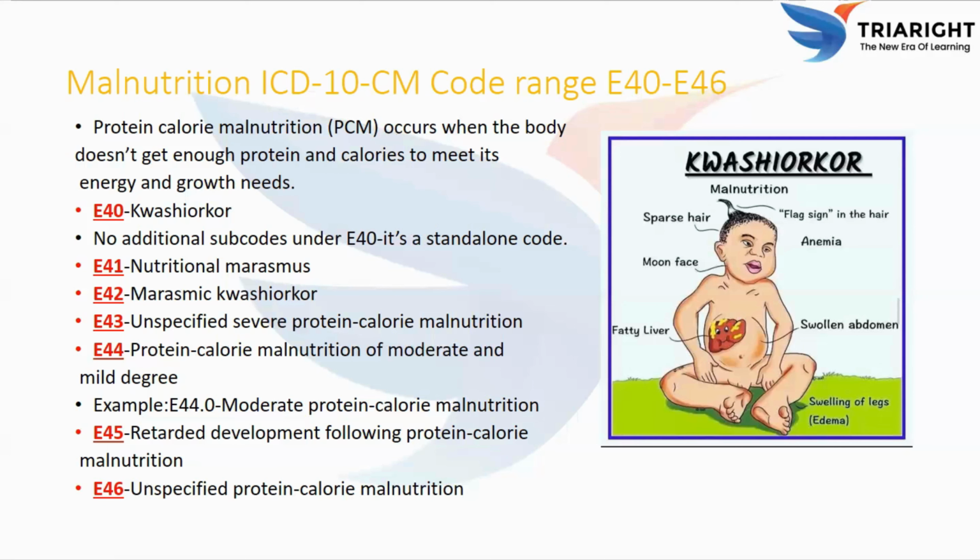So next, coming to the code E45. So what is E45? It's a retarded development following protein calorie malnutrition. It describes growth delay or learning problems in children due to past malnutrition. So E46 is an unspecified protein calorie malnutrition. It is used whenever the details are not given, for a general malnutrition diagnosis. Whenever they do not specify what malnutrition it is, just assign this E46 code.